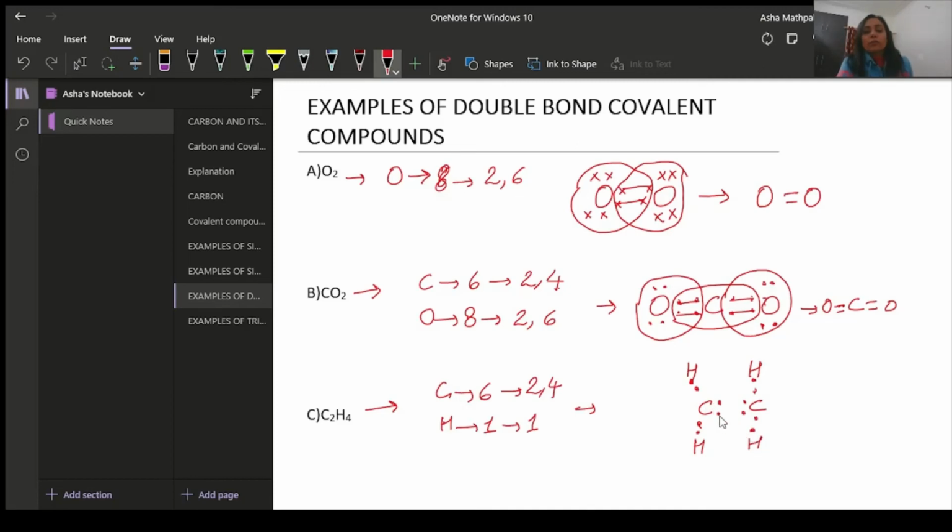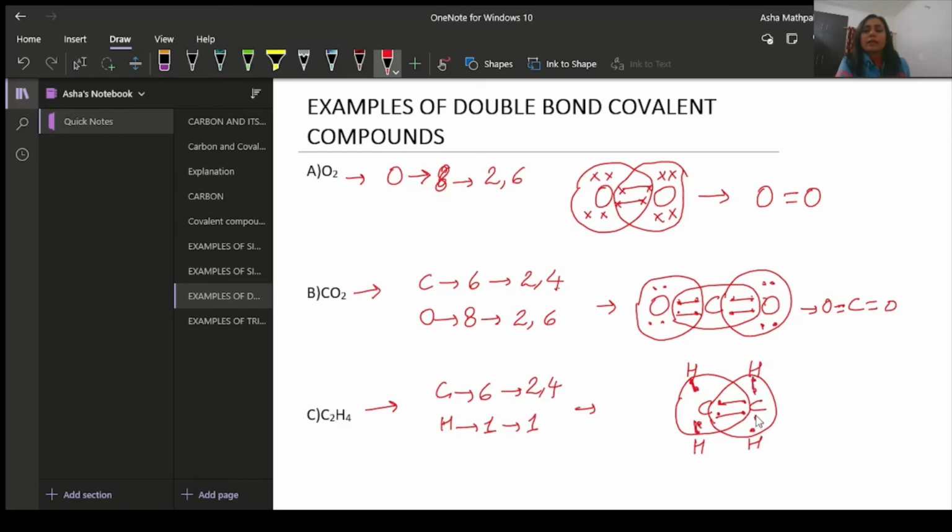Now carbon wants 8, so 4 of its own, 1, 2, 3, 4, then 5, 6 from these 2 neighboring hydrogens and 2 from the neighboring carbon atom. Similarly for this carbon, 4 of its own, 2 from its neighboring carbon atom, and 2 from its neighboring hydrogen atoms. So among the carbon atoms there is a double bond formation, and between carbon and hydrogen a single pair.